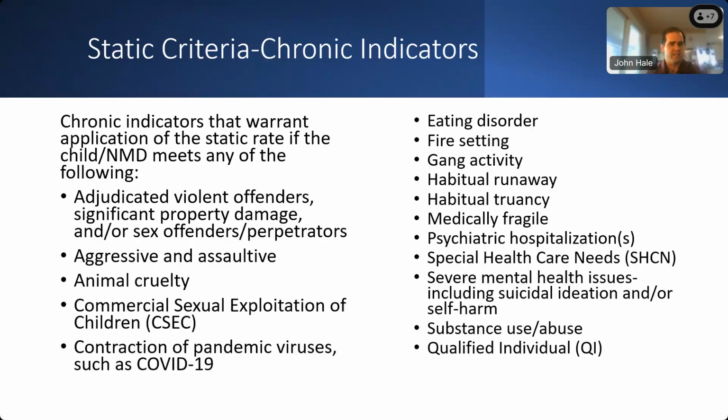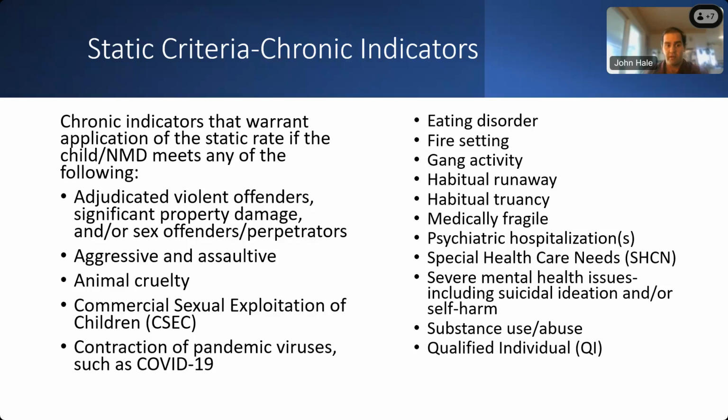Okay. So this is the list of chronic indicators that warrant the use of static rates. These indicators suggest the youth may require a higher level of care and supervision, and the static rate can be paid while the county completes the level of care assessment. Simply having a history of one of these indicators doesn't necessarily qualify the youth for the static rate, because these indicators have to be present within the past 12 months.